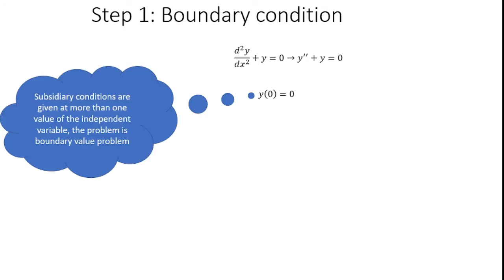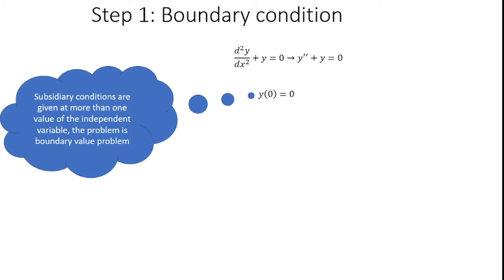Here you see the subsidiary conditions are given at more than one value of the independent variable. What is the independent variable? Here you see the two terms available. Terms means variables. The variables are x and y. Here we always consider y as the dependent variable and x as the independent variable. So if the independent variable has more than one value, the problem is known as a boundary value problem.